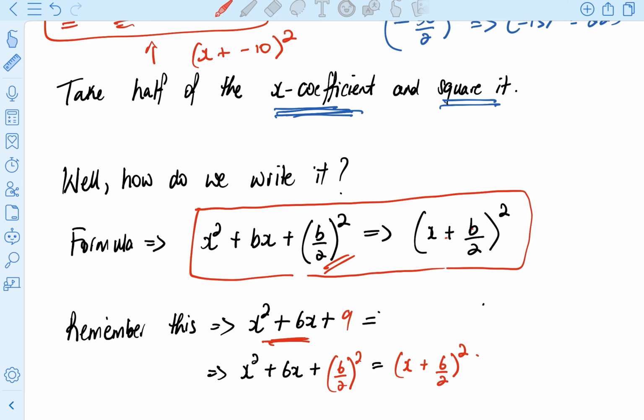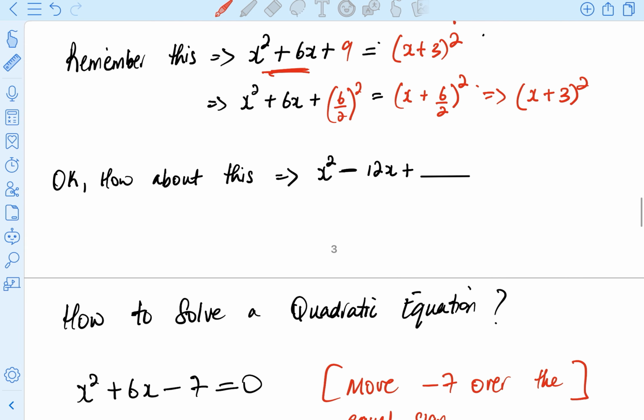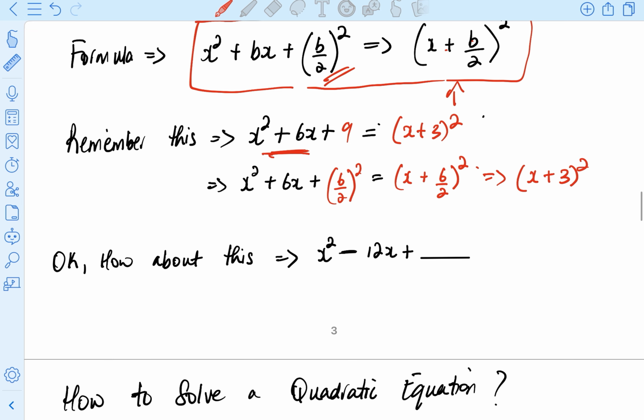And how would that look? Well, we stated that it is x plus b over 2. In this case, it would be 6 over 2, which is just 3, all squared. So this is the basic concept here of completing the square, going from what number completes the square and then how do I write it. Very, very important. So how about this one here?